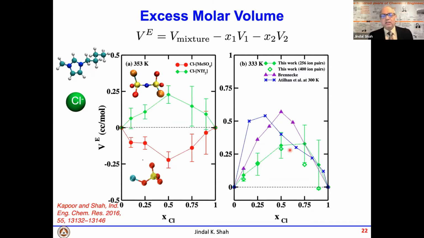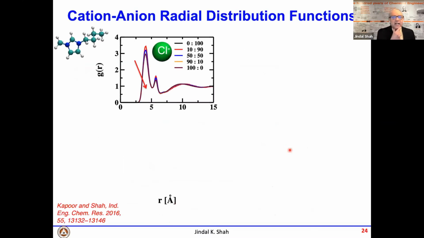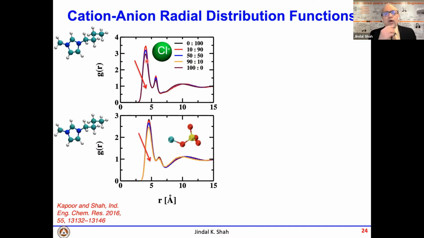So the next question is, when we see this type of behavior, what is the molecular level origin? We can look at the self-diffusion coefficient. We can come back to that, but we looked at the cation-anion radial distribution function. Here we are looking at chloride as a function of mole fraction. For methyl sulfate, what we see is that the radial distribution function between the center of mass of the cation and chloride doesn't really change as a function of mole fraction. You have a slight depression in the first radial distribution peak height, but overall, it's pretty independent of the concentration. However, sorry, this is NTF2. So there's some drop in the chloride, and then methyl sulfate, it's very similar. So there's the chloride methyl sulfate system.